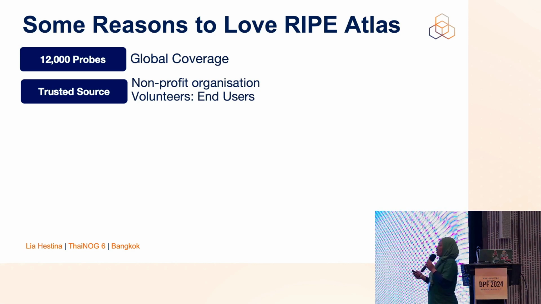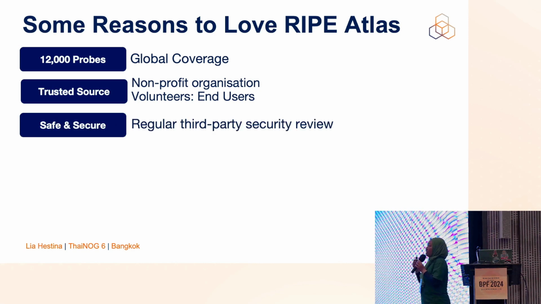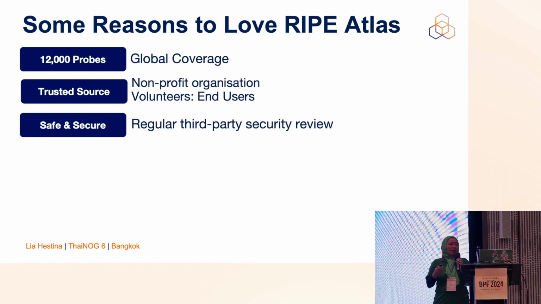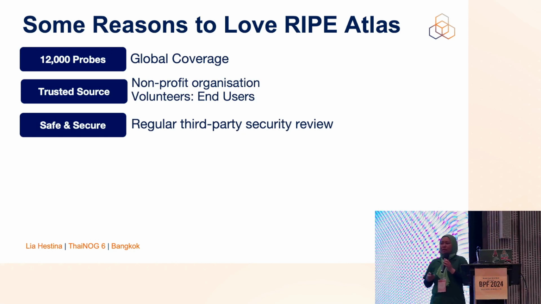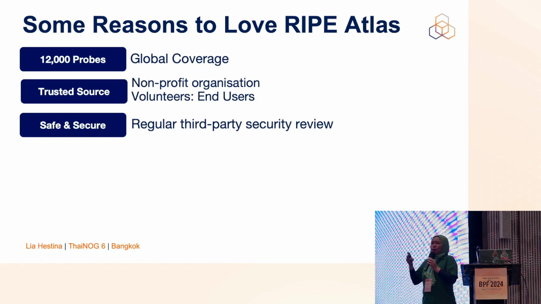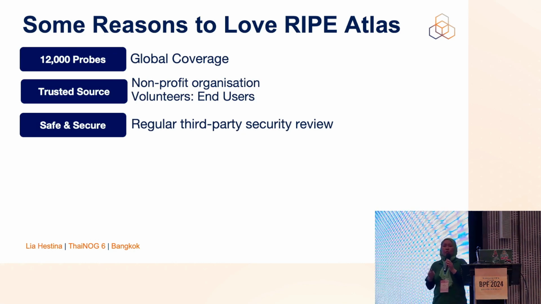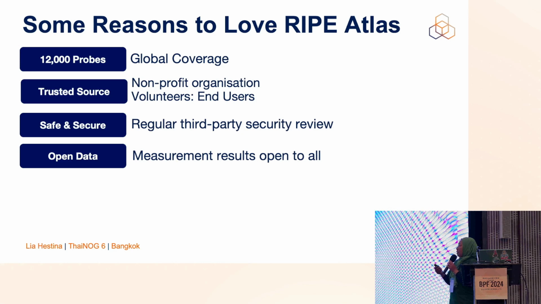Feel free to use them. And then it's from a trusted source, because RIPE NCC is a not-for-profit organization, and the probes and the volunteers that host these probes are mostly in end-user networks. Of course, they're also in data centers or in offices, but mainly in end-user networks. It's safe and secure because we do regular security reviews, and we share the results of the review with the community. And then it's open data.